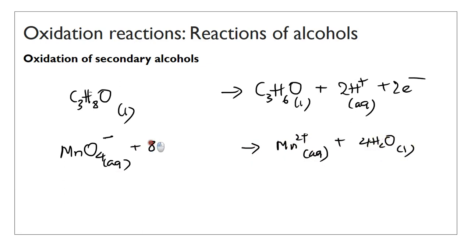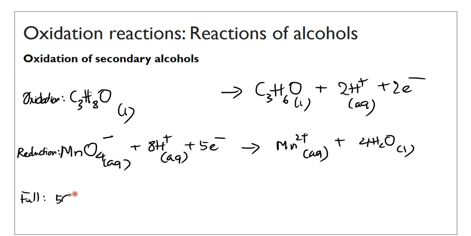4H2O, 8H plus, and 5 electrons. Okay, and now this is actually a little bit more interesting to write the full equation. I should write the full one here because you have to multiply the oxidation by 5 and the reduction by 2. But that shouldn't be difficult.